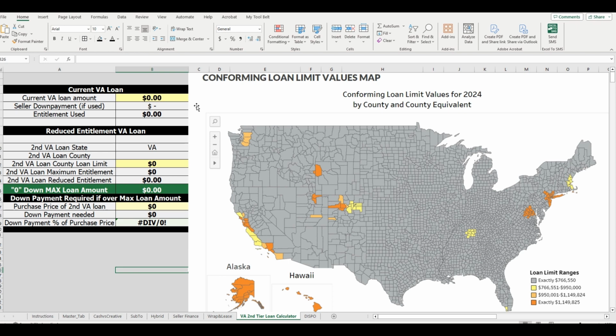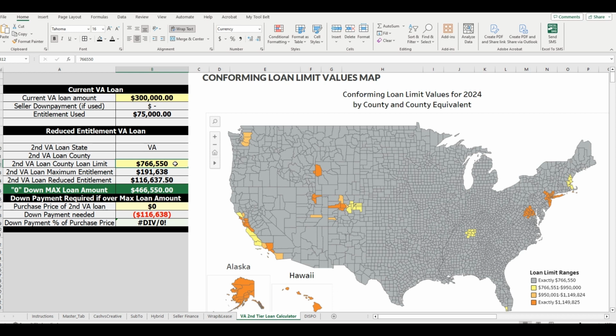So, for example, if the veteran has an original loan with the VA for $300,000 and they told you they are planning on moving from Georgia to Texas, we can then come over to our conforming loan limit, and we can see that both Georgia and Texas share the same loan limits, and that loan limit is 76550. So we're going to plug that into this cell, 76550. This is the maximum conforming loan limit that the veteran can expect on a second tier entitlement.